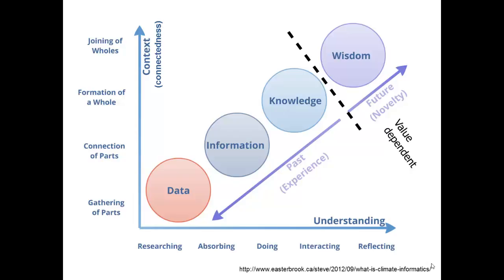Also, we've got an axis here with understanding. So basic data involves researching a project, collecting data, then absorbing, doing, interacting, reflecting. Not convinced on some of these classifications, but I agree. One thing I think is quite interesting is this separation: data, information, and knowledge are all about the past. They're all about the experiences you've had, the data that you've collected. Whereas wisdom is about predicting the future and making decisions for the future.